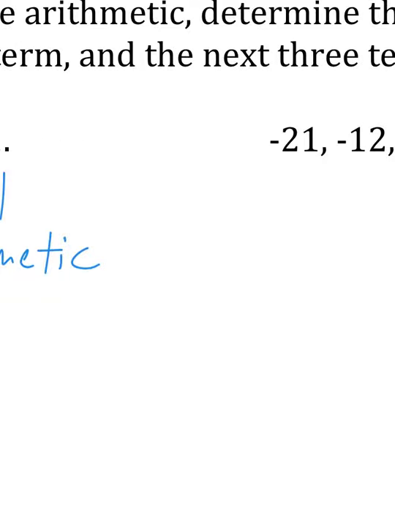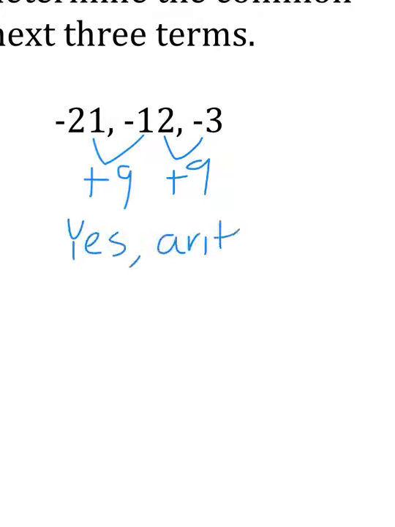Okay, so we don't need to worry about that one anymore. Let's look at this next one. We have negative 21 to negative 12. That is adding 9. If you're not sure, you can always check that in your calculator. And then if we do negative 12 to negative 3, that's also adding 9. Perfect. So this is an arithmetic sequence. So yes, arithmetic.